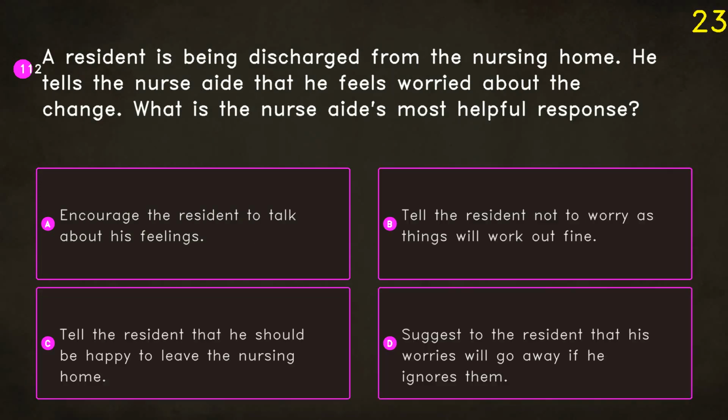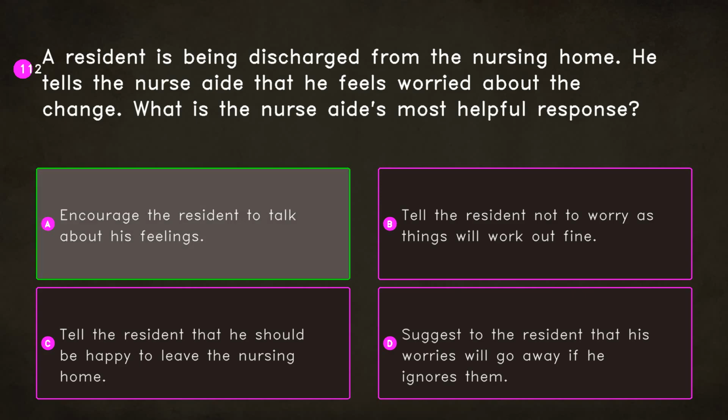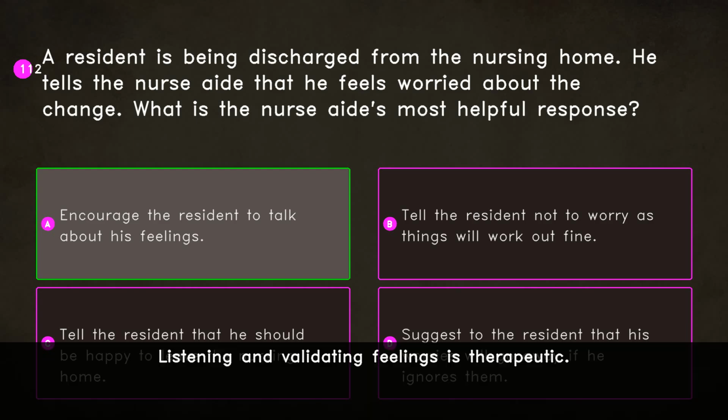Question 112. A resident is being discharged from the nursing home. He tells the nurse aide that he feels worried about the change. What is the nurse aide's most helpful response? A. Encourage the resident to talk about his feelings. B. Tell the resident not to worry as things will work out fine. C. Tell the resident that he should be happy to leave the nursing home. D. Suggest to the resident that his worries will go away if he ignores them. The correct answer is encourage the resident to talk about his feelings. Listening and validating feelings is therapeutic.